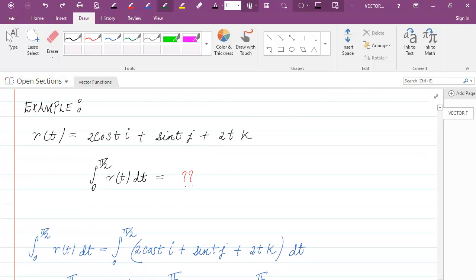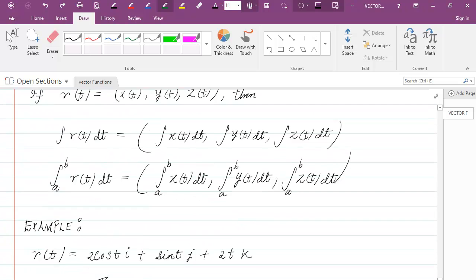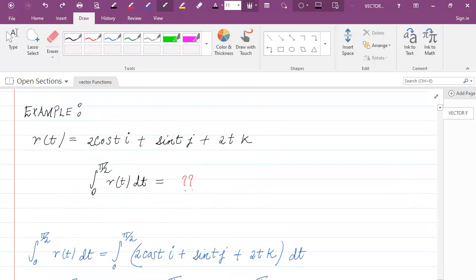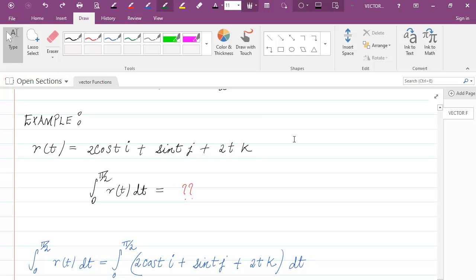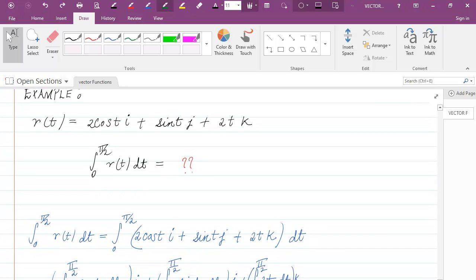Here's an example. Let's say r of t is the vector function 2 cosine t i plus sine t j plus 2t k, and we want to find the integral from 0 to pi over 2 of r of t dt. Okay, so how do we do that? Well, we take the integral from 0 to pi over 2 of r of t dt. r of t is 2 cosine t i plus sine t j plus 2t k.